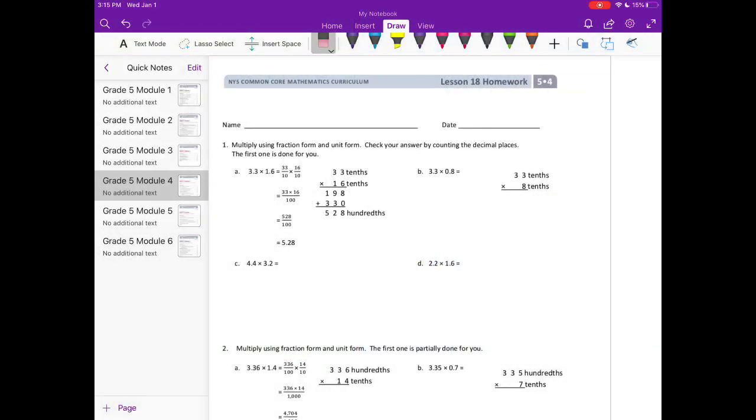Lesson 18 homework. Number 1, multiply using fraction form and unit form. Check your answer by counting the decimal places. The first one is done for you. So they've done part A for us. Let's move on to part B.